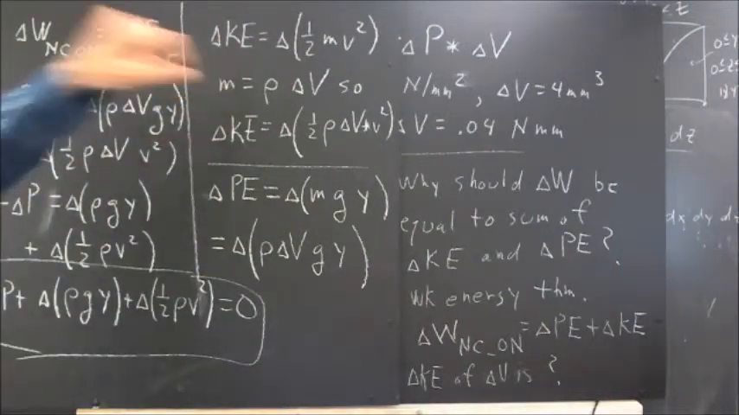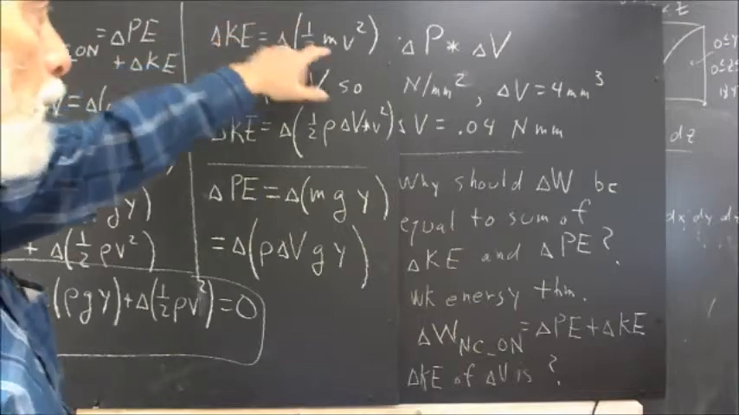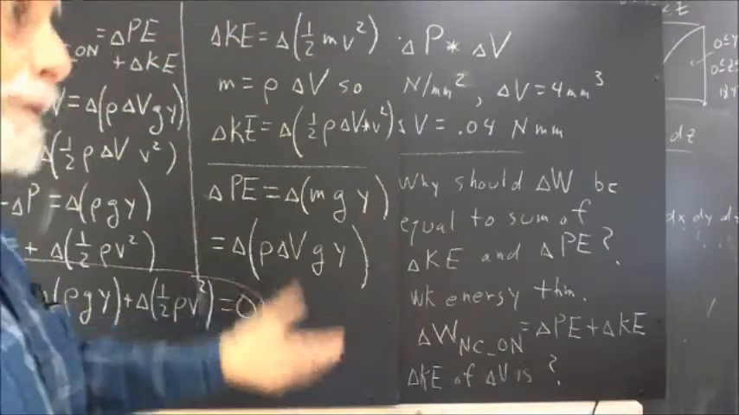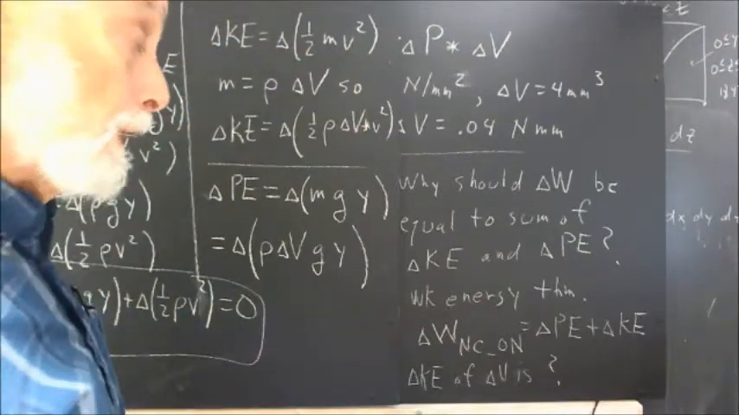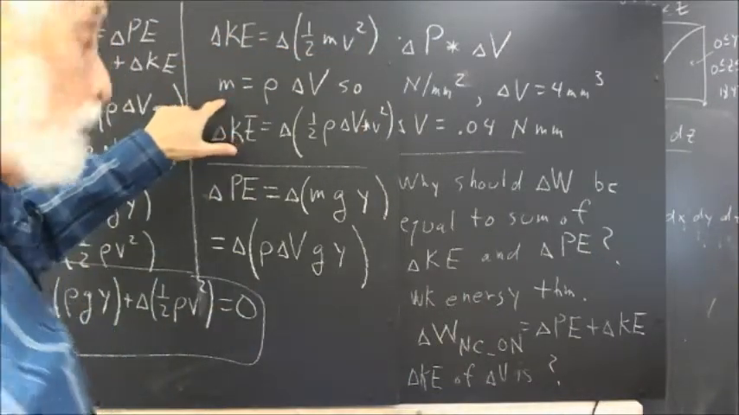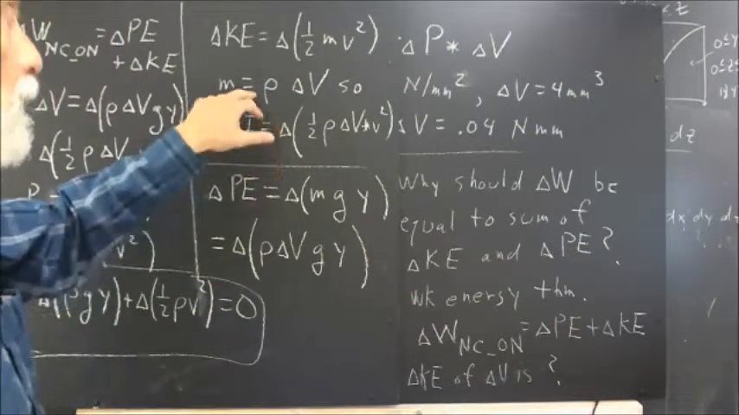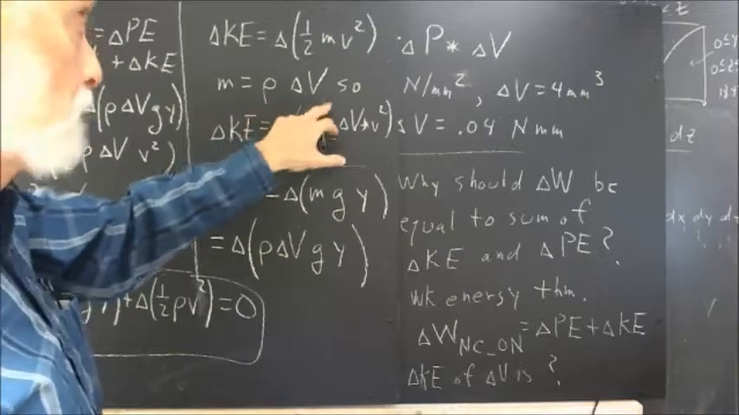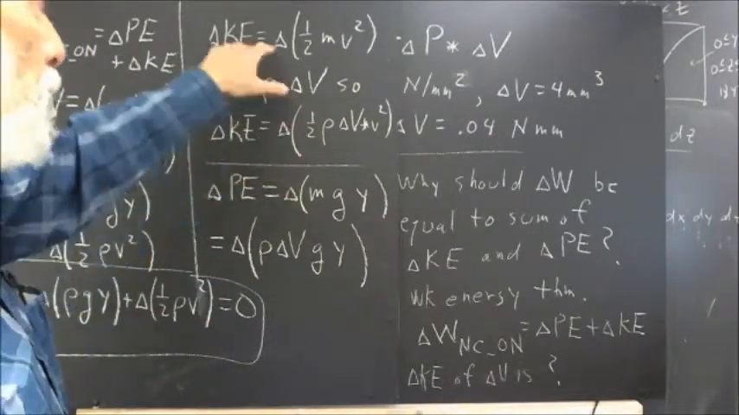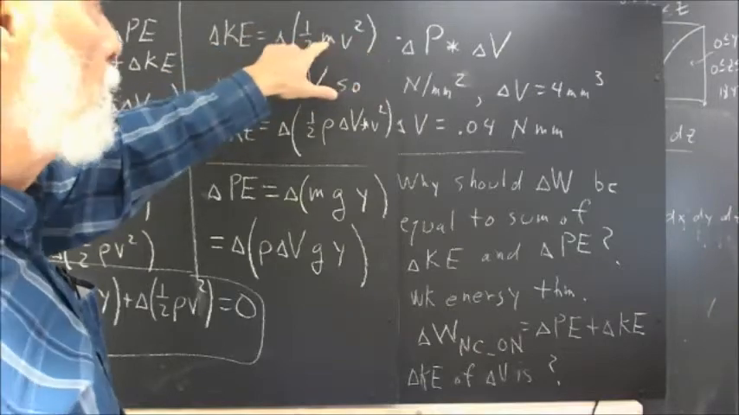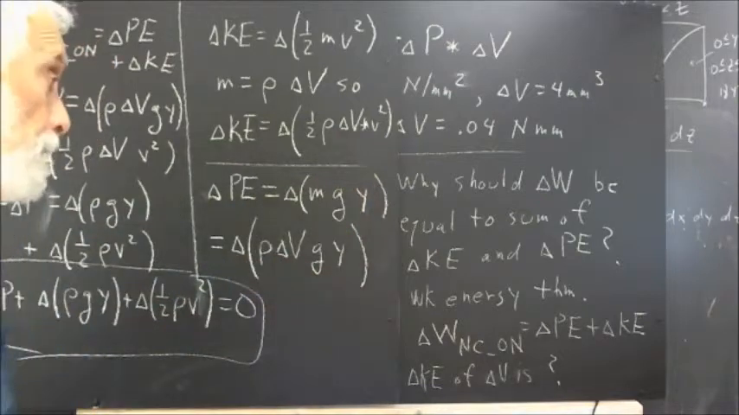Well, first of all, change in kinetic energy is equal to the change in 1/2 mv squared. That's what we mean by kinetic energy. That's the formula for kinetic energy. The mass of the delta V increment is just rho times delta V, density times the volume increment. So the change in kinetic energy is the change in 1/2 mv squared. M can be replaced with rho delta V, and we get this expression.